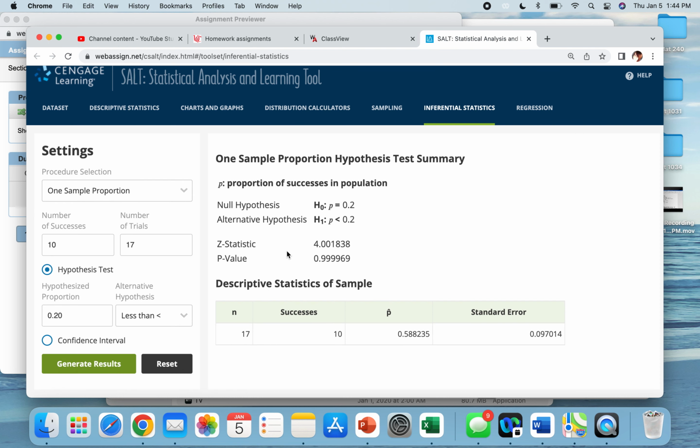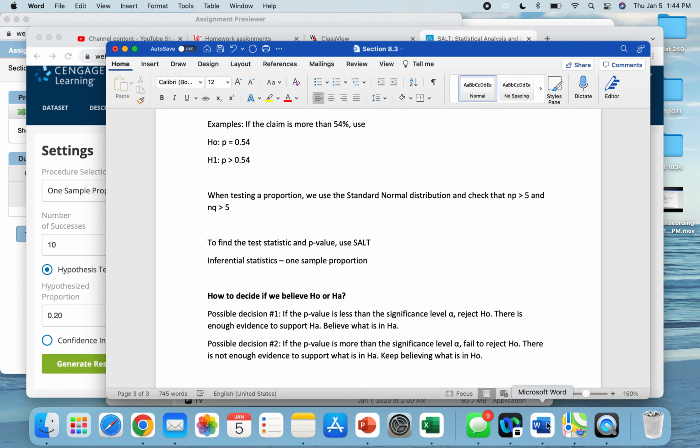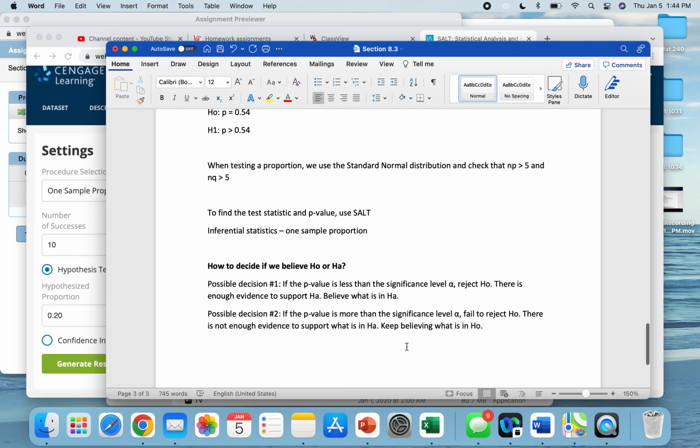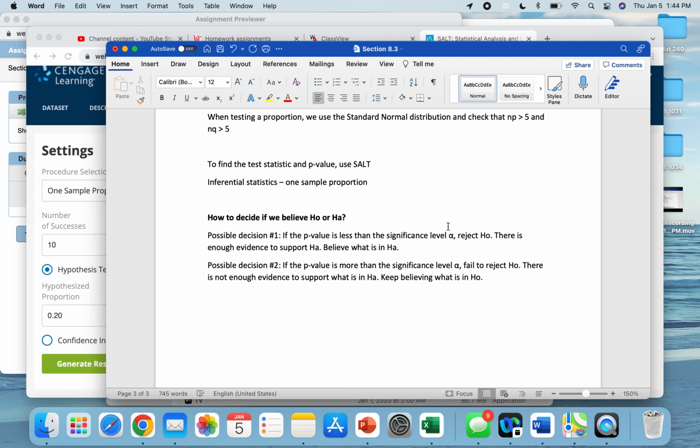Generate. It gives you your test statistic, which is this Z statistic. That's your test statistic. And it gives you your p-value. Remember, if the p-value is less than significance, reject. There is enough evidence. If the p-value is more, fail to reject. There's not enough evidence. And that is section 8.3.